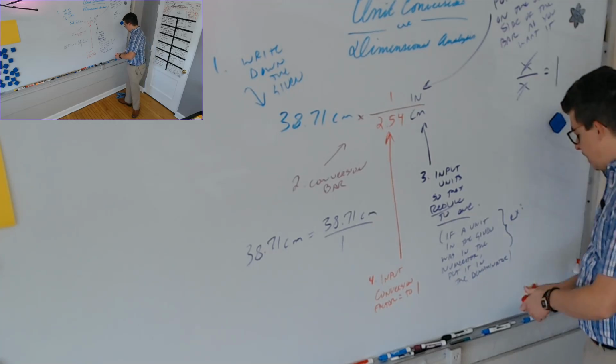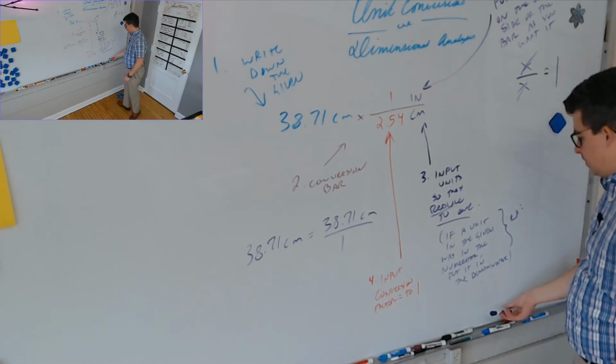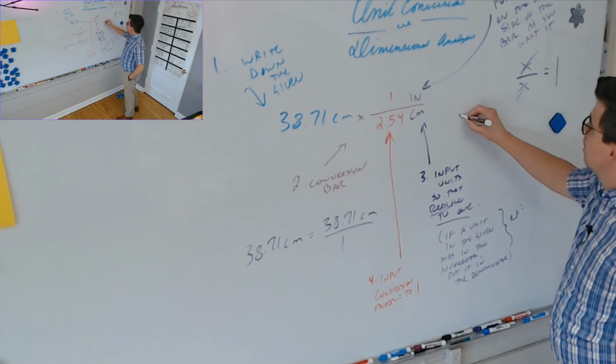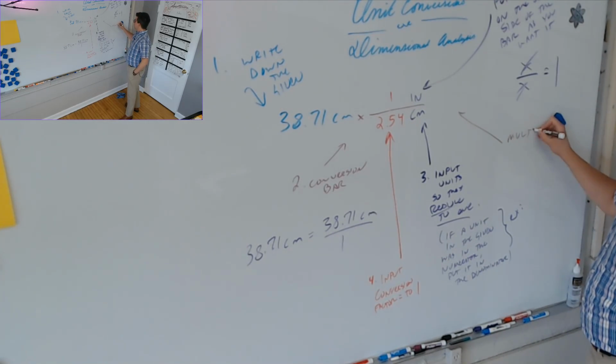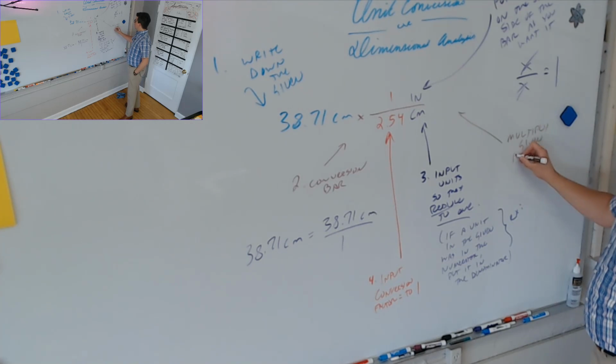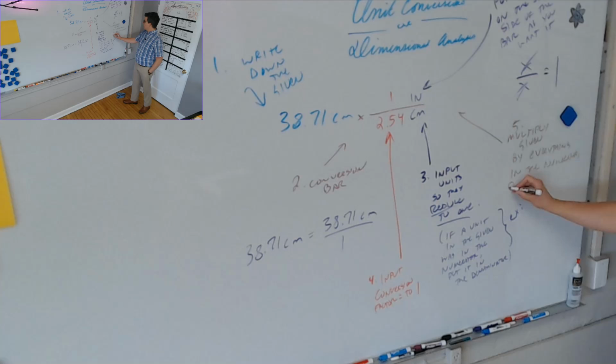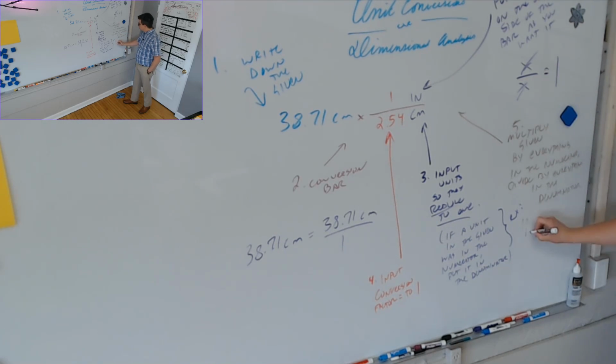And then finally, step 5. I'm going to pick a different color here. Brown. Finally, step 5. Multiply given by everything. This is step 5. Multiply given by everything in the numerator and divide by everything in the denominator, including, in big old letters, including units.